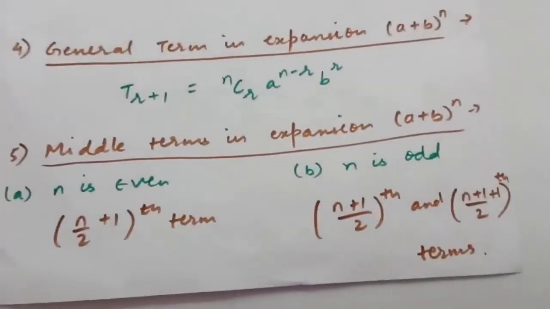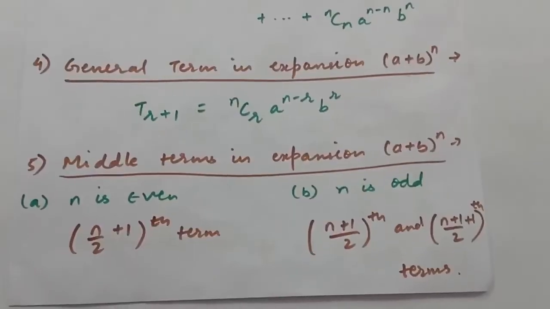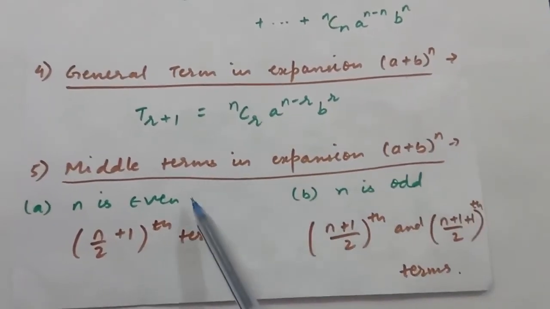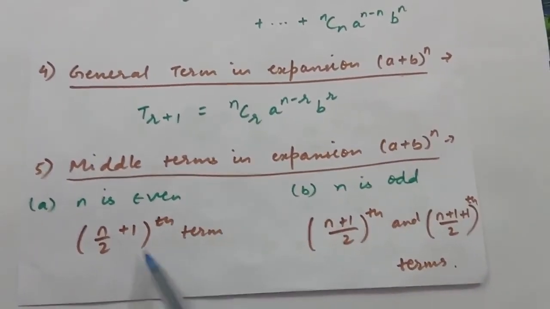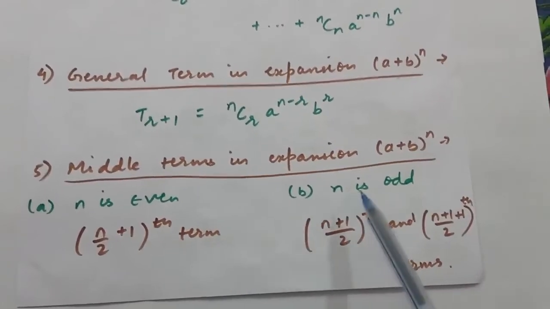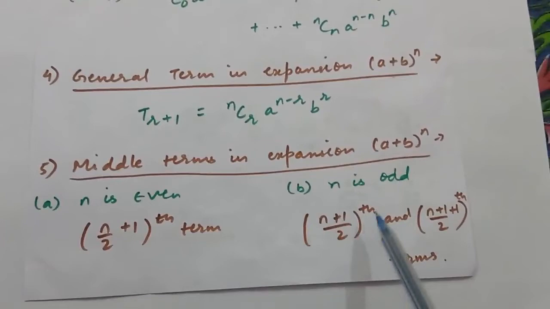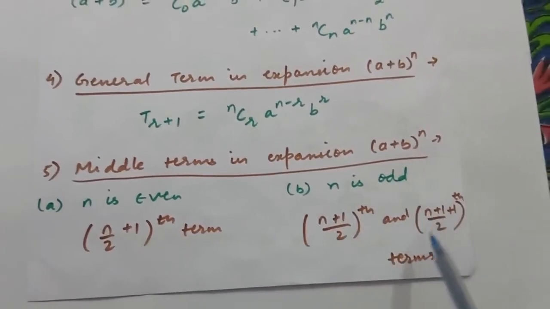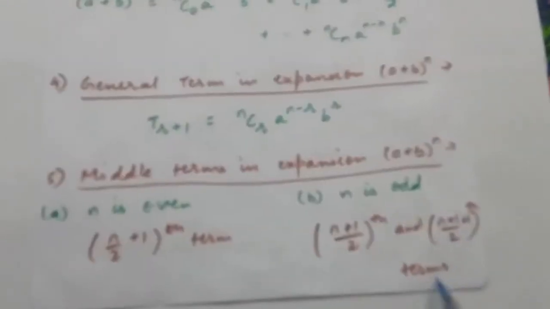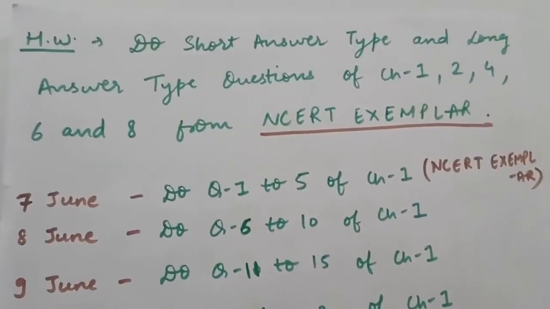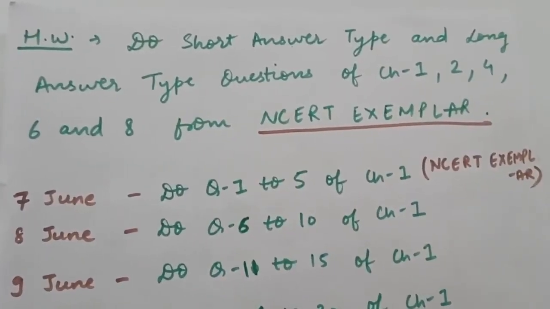Then the middle terms in the expansion (a plus b) whole raised to the power n. If n is even, then the middle term is the (n by 2 plus 1)th term. And when n is odd, there are two middle terms, the ((n plus 1) by 2)th and the ((n plus 1) by 2 plus 1)th terms.